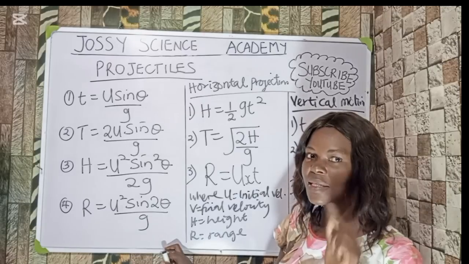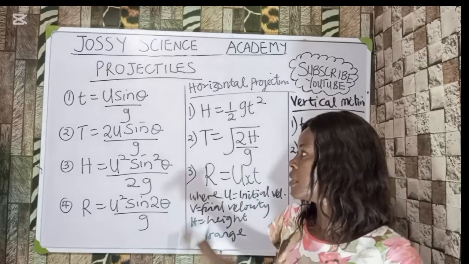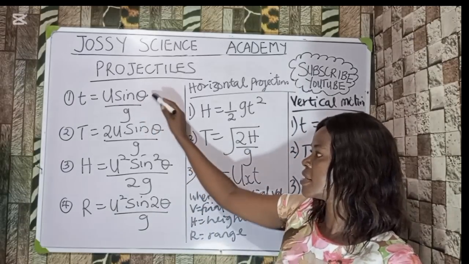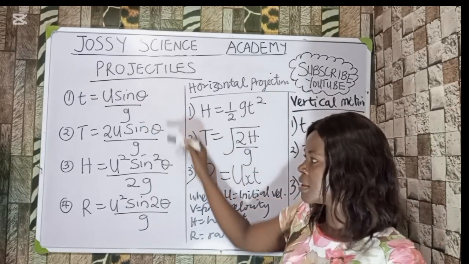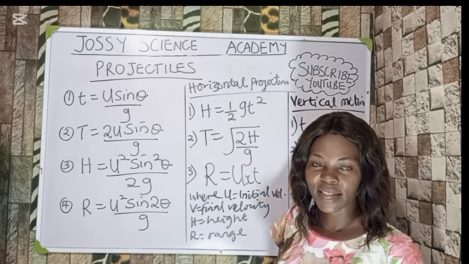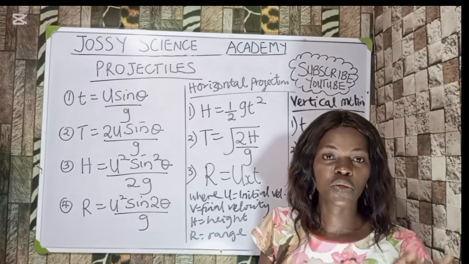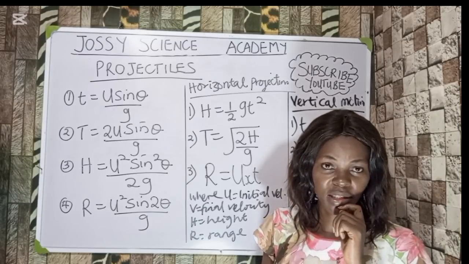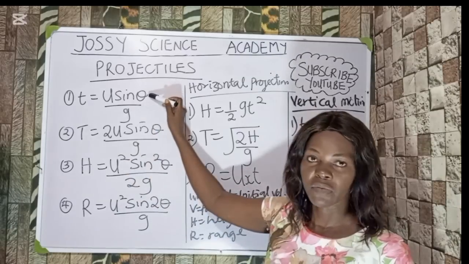Now, the first thing is the time to reach the maximum height. The formula is u sine theta over g. Then, the time of flight is the time required for an object to return to the same level from which it was projected. That is 2 times of this one, okay?